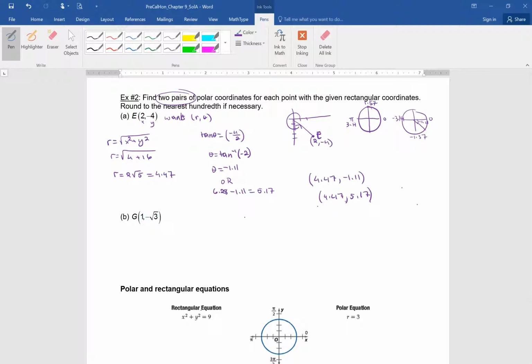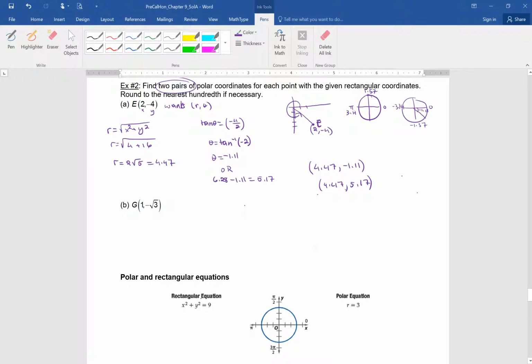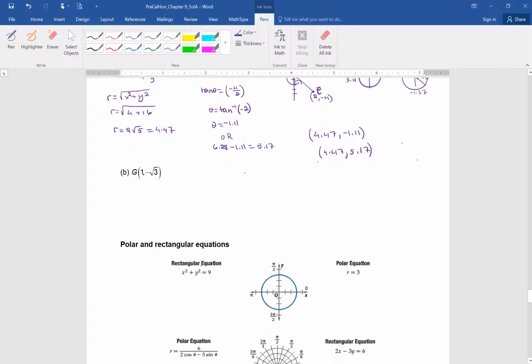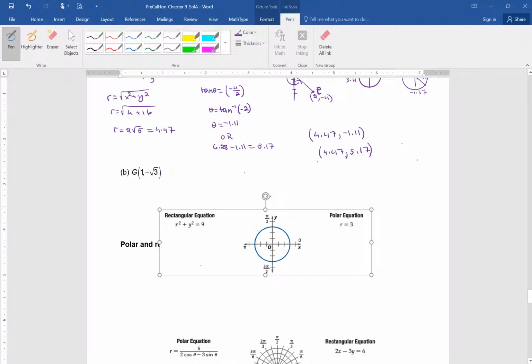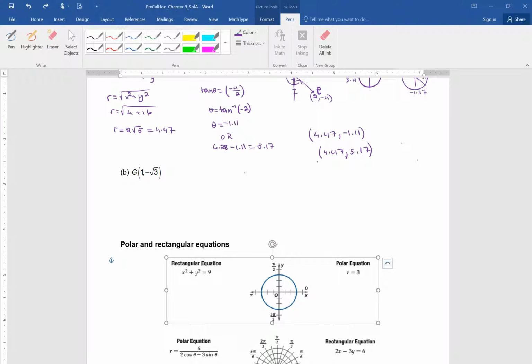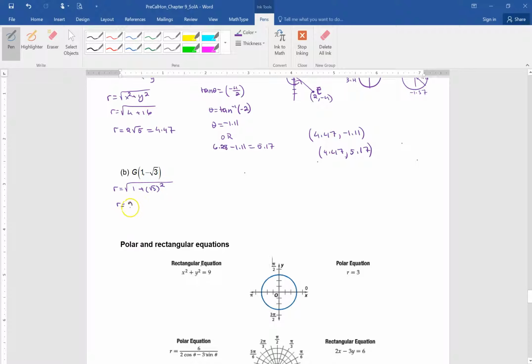That's the radius. Okay, so let's do another one, and then I'll take more questions if there are. So let's do one more. Now I have 1, negative root 3. First, I want to find the radius. That's just the square root of x squared plus y squared. So it's 1 plus root 3 squared, which is how much? At the end of the day, it's 2. Now for my theta, it's the inverse tangent of negative root 3.